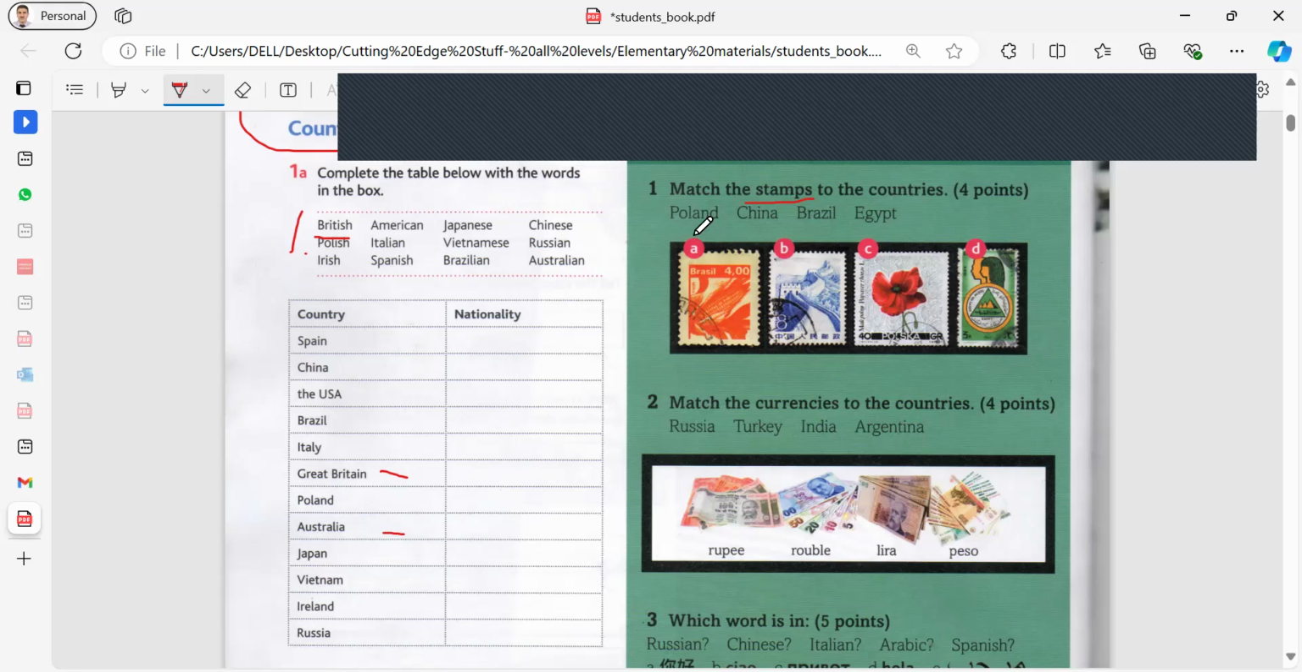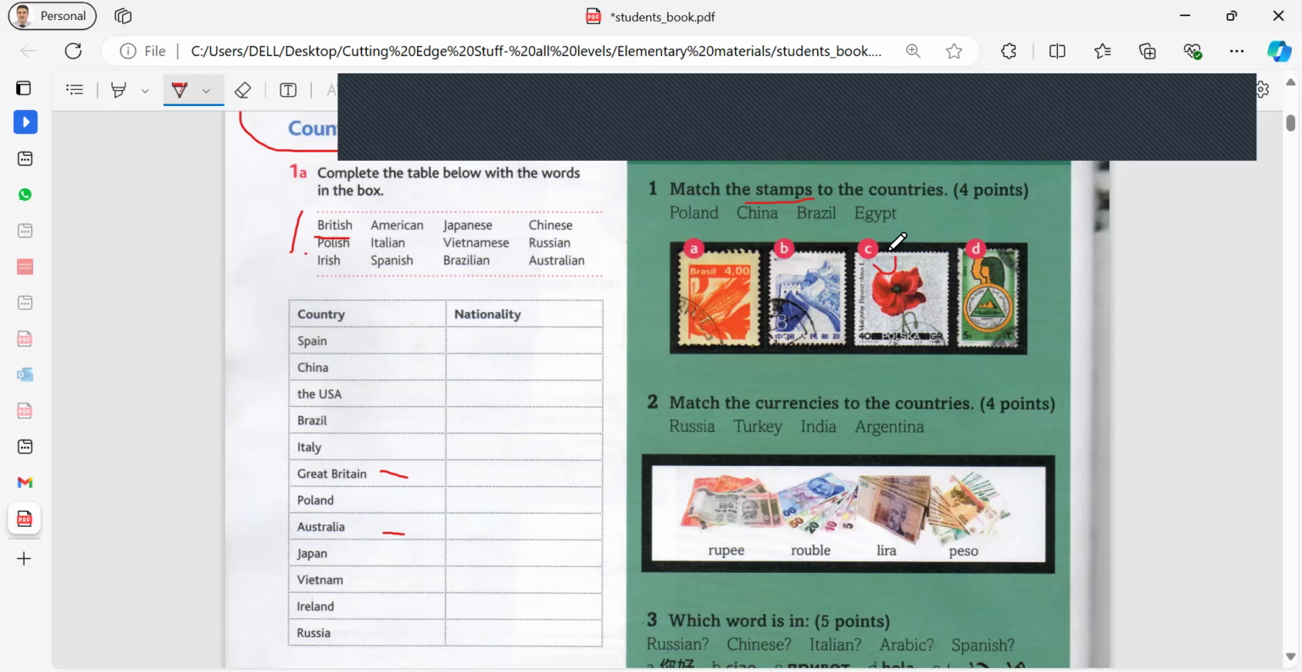Can you read the countries? Poland, China, Brazil, Egypt. So which stamp is for Poland? Try to guess. You can start with anyone you know, by the way. A, B, Poland, C, D. C. Poland, C. Yes, you may be right.